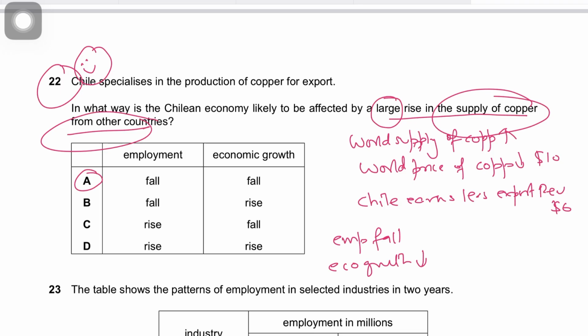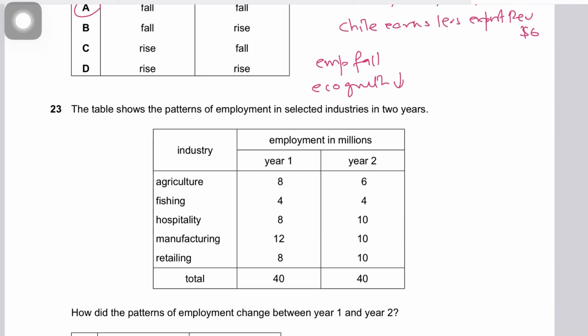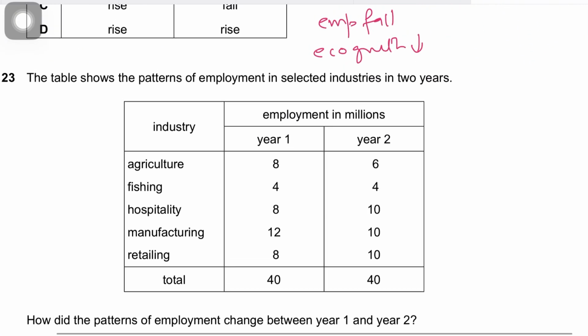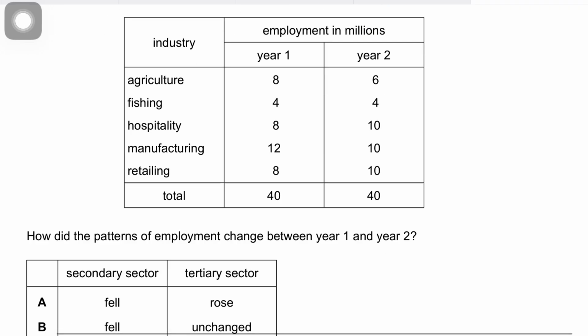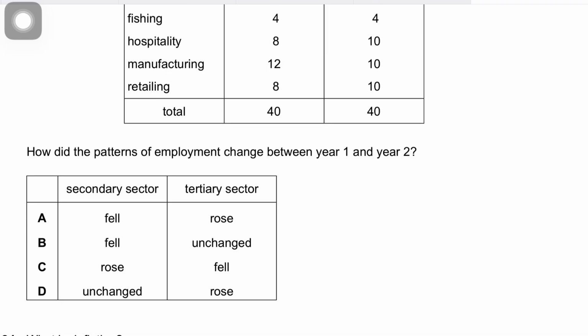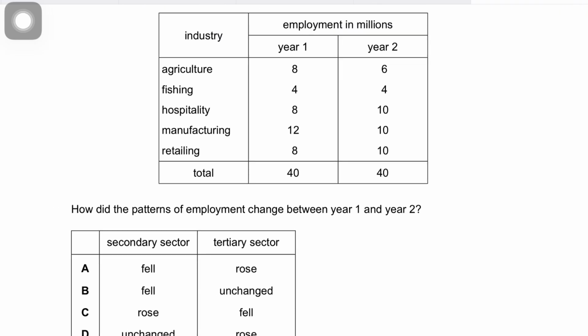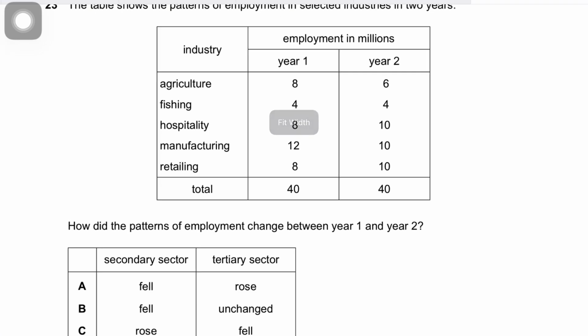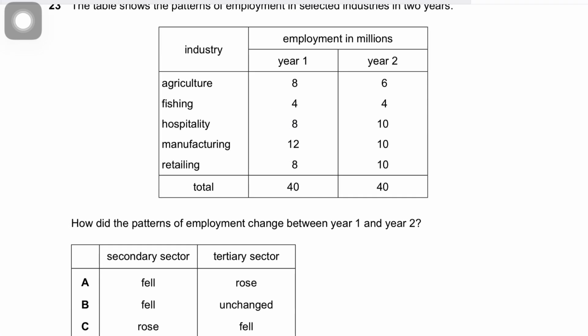Anyways, question number 23. The table shows the patterns of employment in selected industries in 2 years. So you have tertiary, primary, secondary sectors given. Employment is given in million total people employed. How did the patterns of employment change between year 1 and year 2? If you look at the secondary sector, which is the manufacturing sector, employment is falling from 12 to 10. So the secondary sector is actually falling.